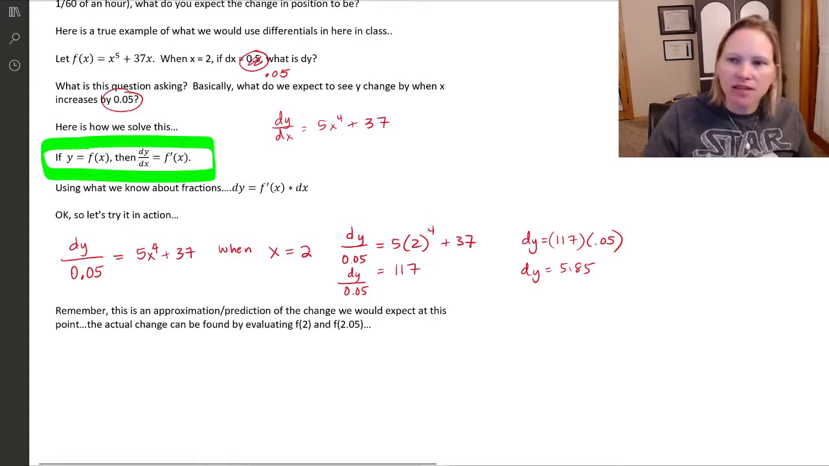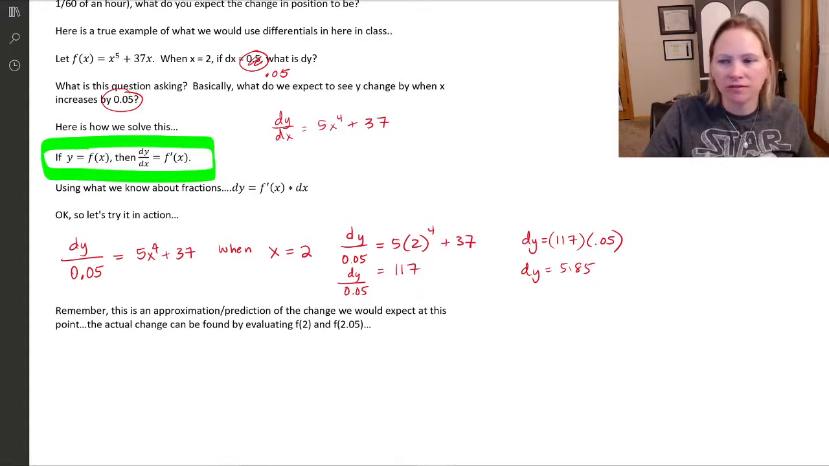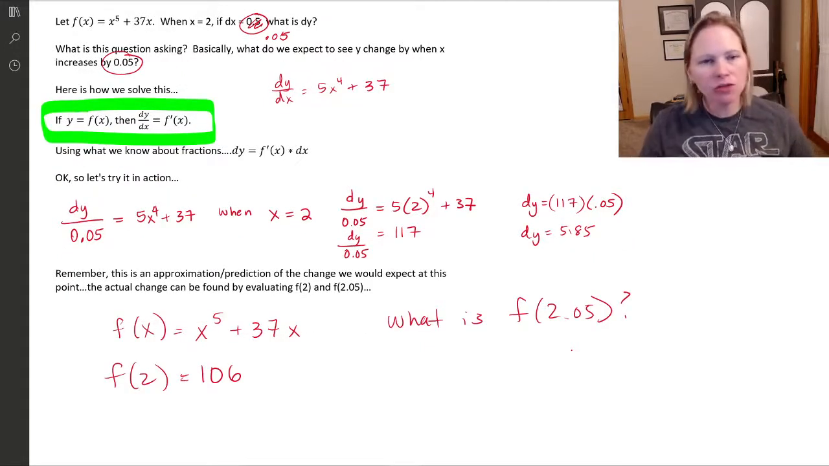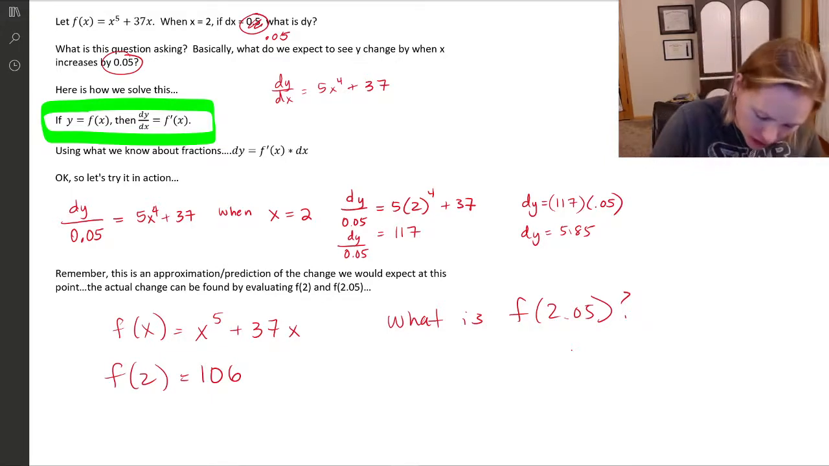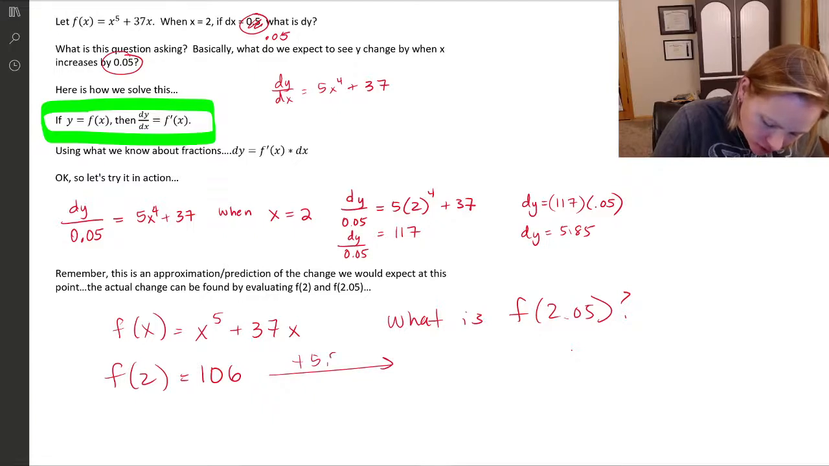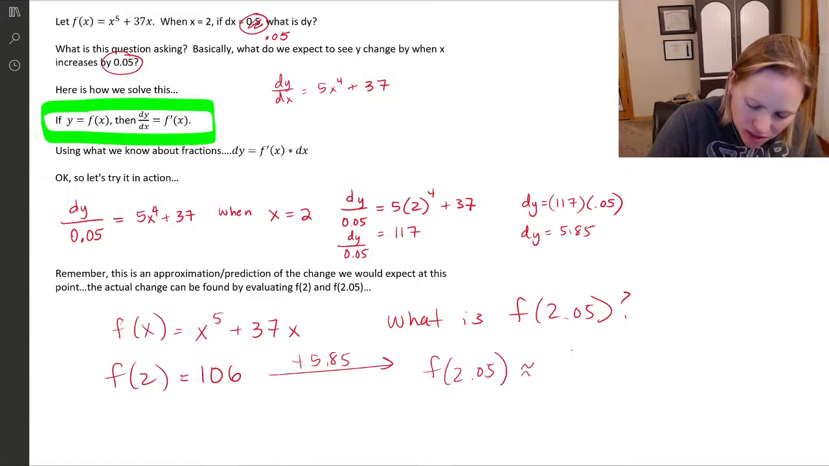Let's see if we can demonstrate that by showing you a couple of values, and then that'll bring us to a close here. If f of 2, when we plug it into our original equation, is 106, we just discovered that if we increase x by 0.05, so we're looking for f of 2.05, we should expect the y value to increase from 106 by 5.85. So when we add 5.85, f of 2.05 is estimated to be approximately 111.85.